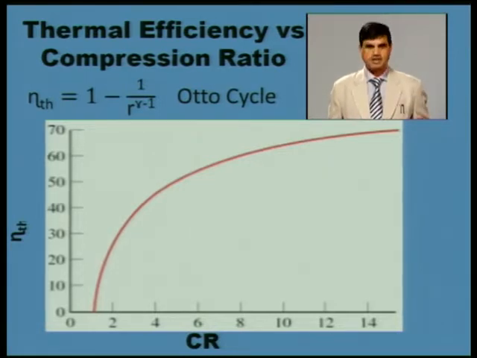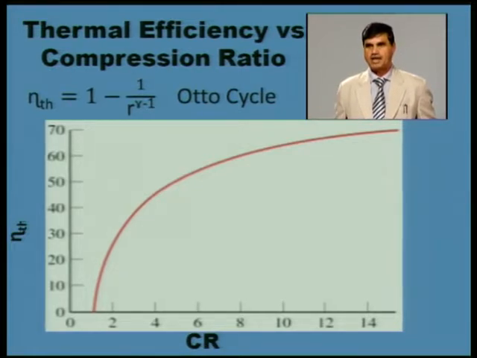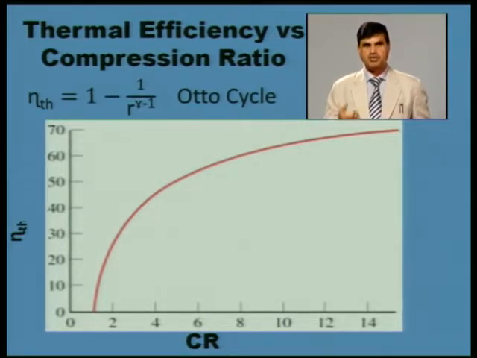The relation which is indicated here: on the left hand side I am showing thermal efficiency, on the other side I am showing compression ratio, and then the index of compression gamma also. The index of compression is Cp over Cv, the Cp value of the mixture which is compressed, and at the same time the Cv value of the mixture.